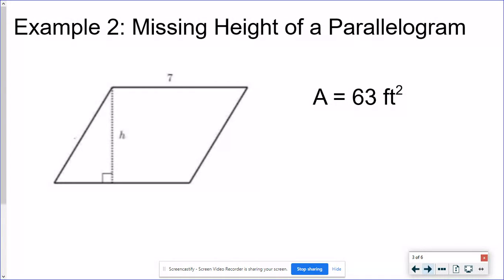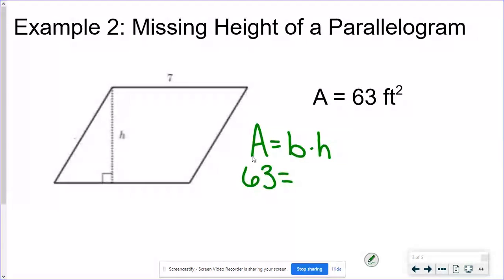In a parallelogram, very similar to a rectangle, that formula is still base times height or length times width. So when I do this one, area equals base times height, the area is 63. This time I do know the base. The base is either, in this case, the top or the bottom. It doesn't have to be the top or the bottom. Those are the ones that are perpendicular to the height. So that base is 7.